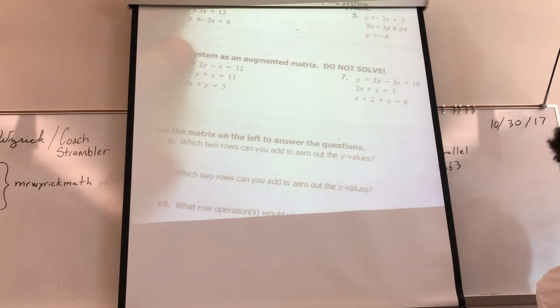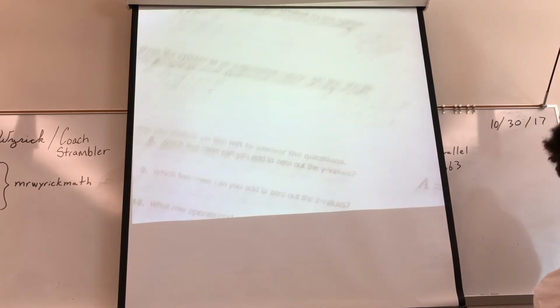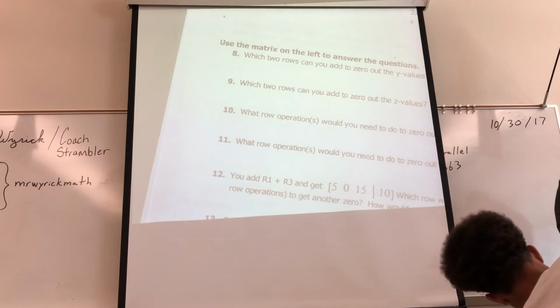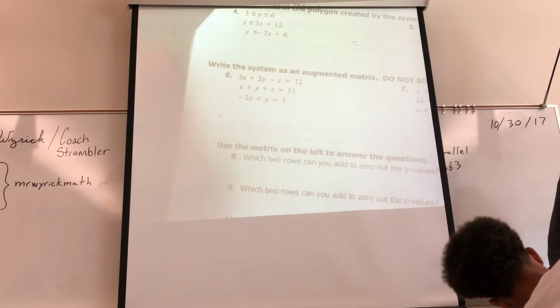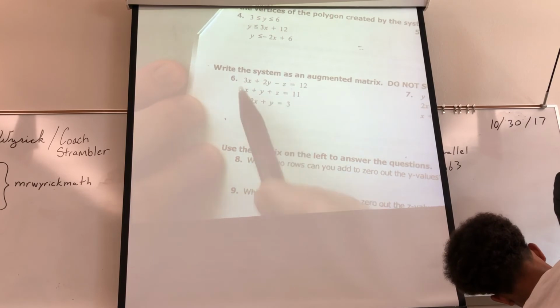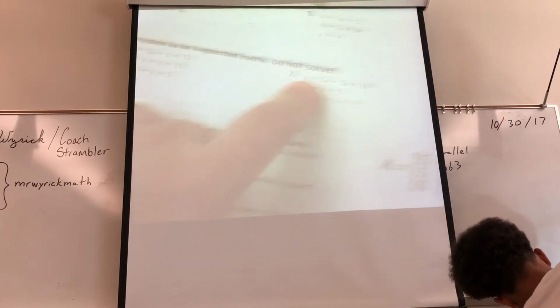On the next page, the vertices of the polygon. One of these is unbounded. I think it's number 5, so be careful on that one. Write the system as an augmented matrix, don't solve. That just means put these in order, switch it around to where you have the x's, the y's, the z's on the same side of the equal sign. Not a big deal on 6, kind of a bigger deal on 7, because the y's over here.